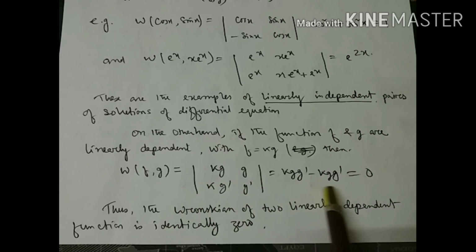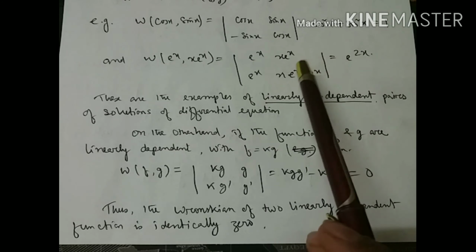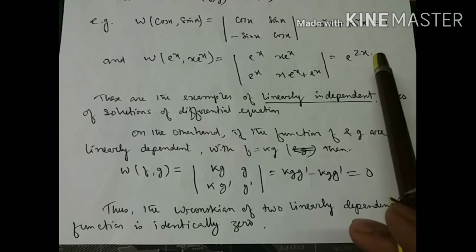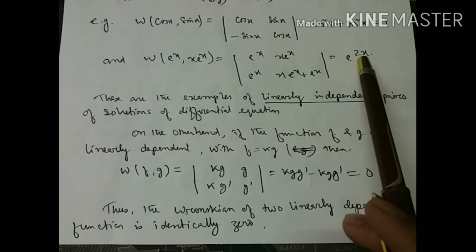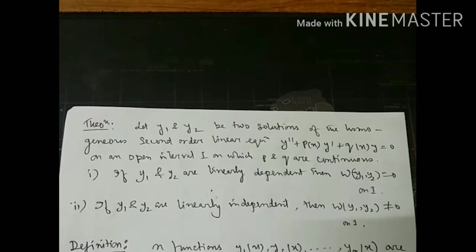So if the Wronskian of two functions is 0, then they are linearly dependent. And if the Wronskian of two functions, or maybe more than two, 3, 4, 5, etc., is not equal to 0, then they are called linearly independent.